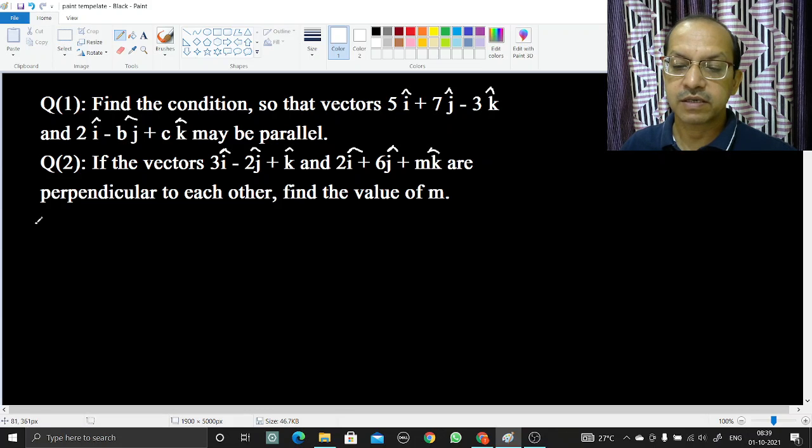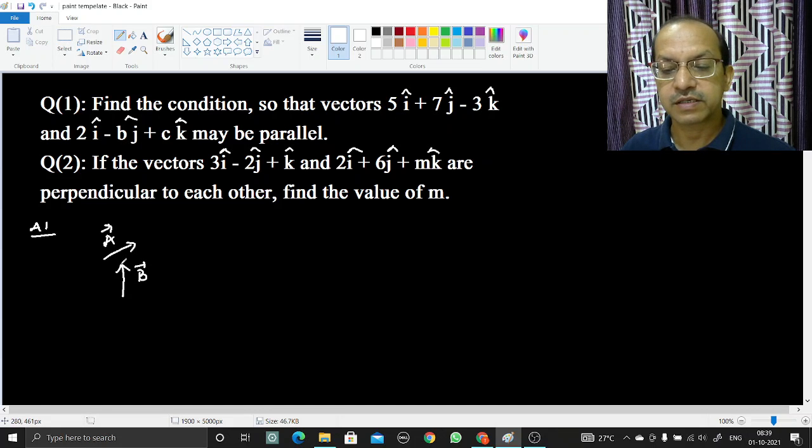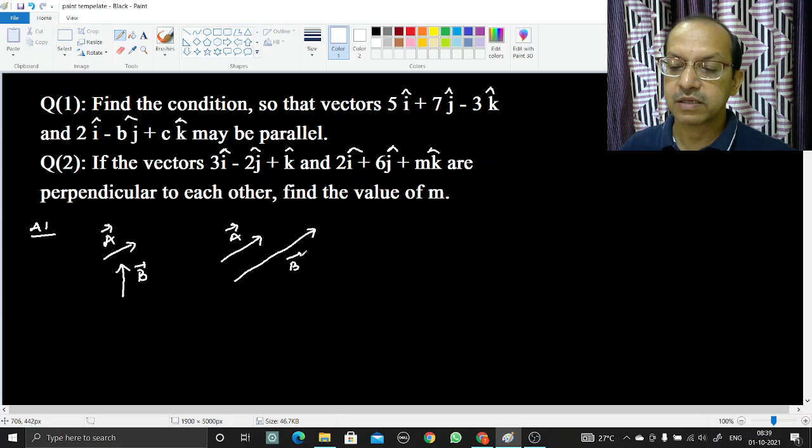Now we start with the first one. The condition for the two vectors to be parallel. So what are parallel vectors and when can two vectors be parallel? Suppose we draw two vectors, A and B. These two vectors have different magnitude and different directions, so they have nothing in common. But if I draw two vectors, A and B, these two vectors have different magnitude, but the direction is the same. So these vectors are parallel vectors.